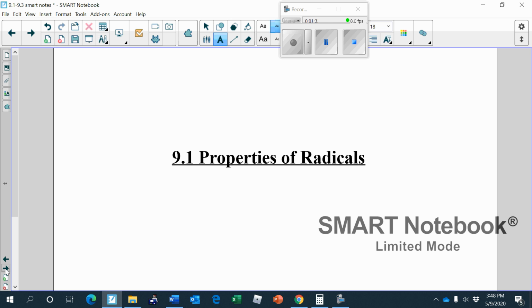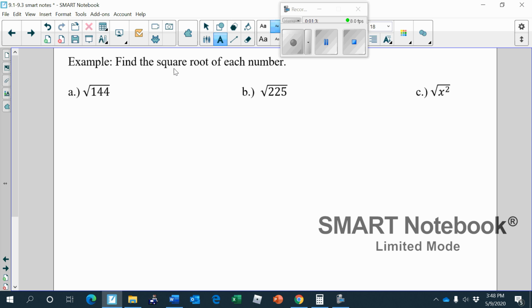So like I said, we're doing properties of radicals. It says find the square root of each number. So what we just did, now we're doing the opposite. So now we're saying, okay, what times what is 144? The square root of 144 is just a plain 12. That is your answer, 12. And that's because if I took 12 squared, the opposite of a square root is a squared. So 12 squared is 144. But again, our answer is just 12. The square root of 144 is 12.